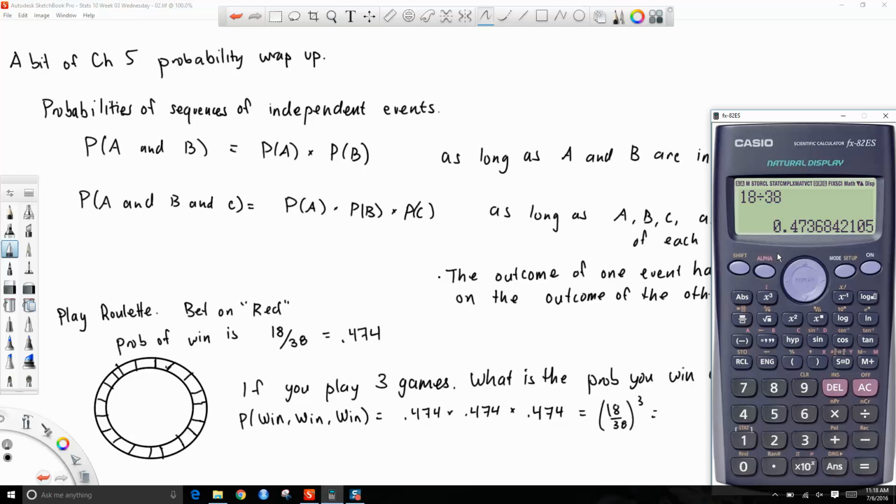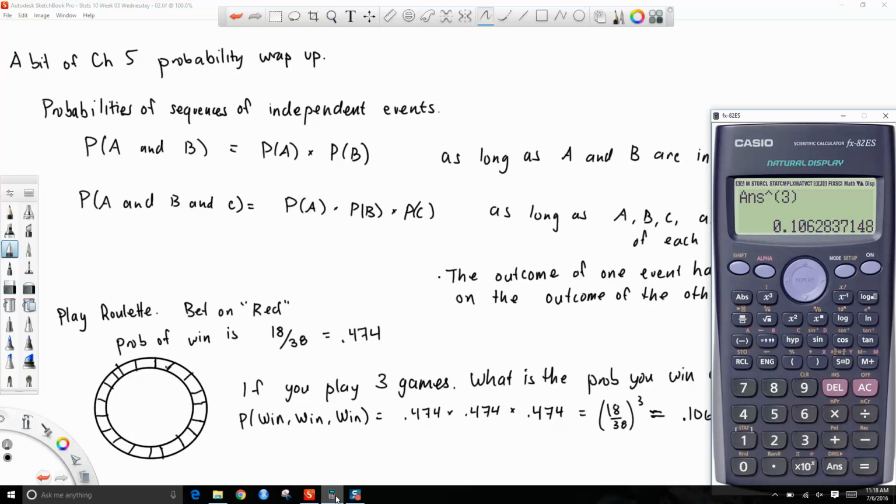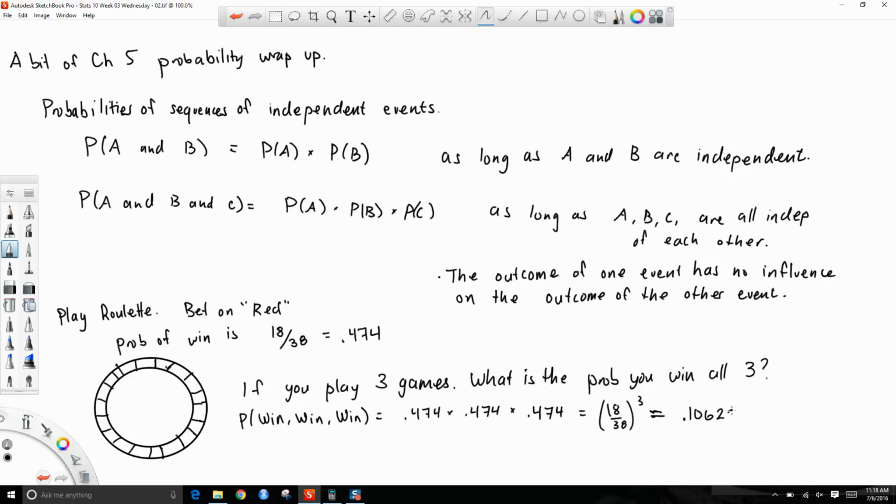So whatever you want to do. I'm going to just take this answer, raise it to the 3rd power. Because 0.474 is rounded a little bit, the answer is a little bit different. Oh, 0.10628. Okay, that's the probability of winning all 3. Is that good?